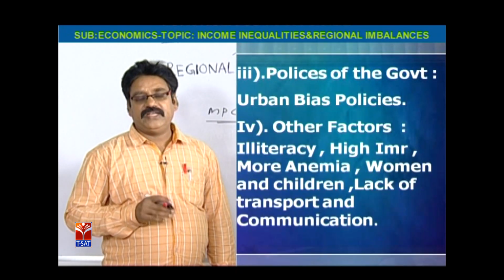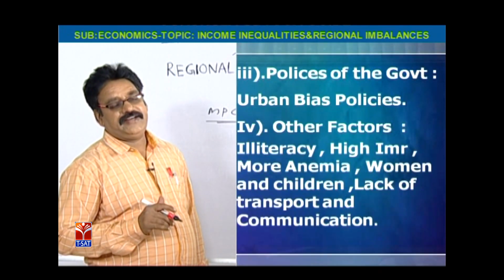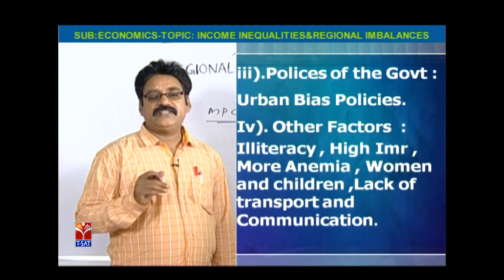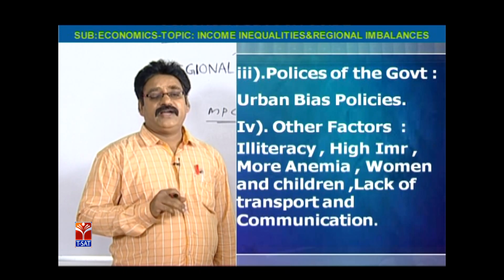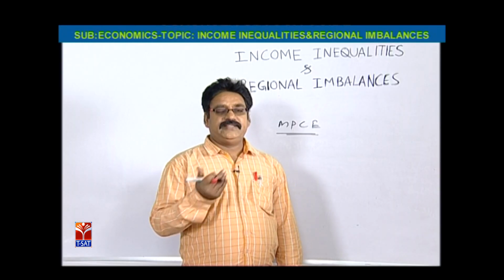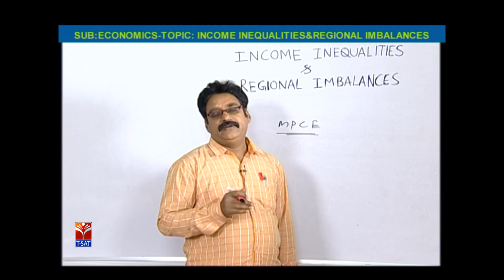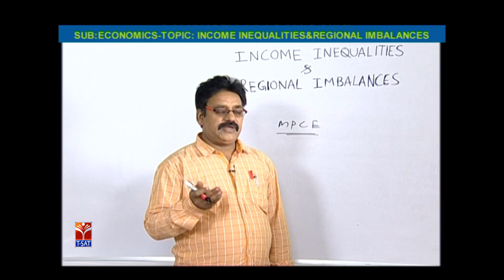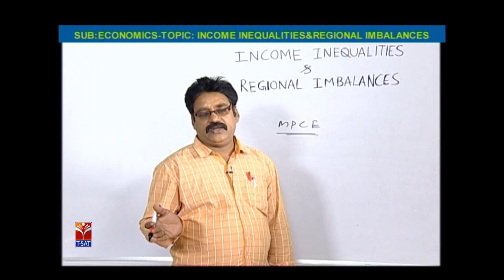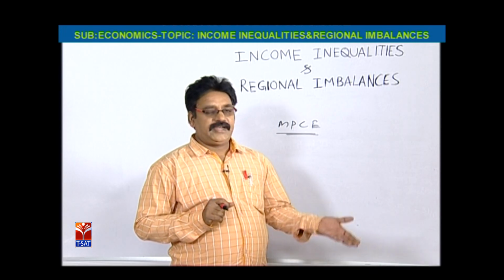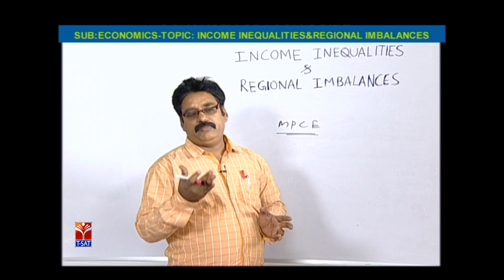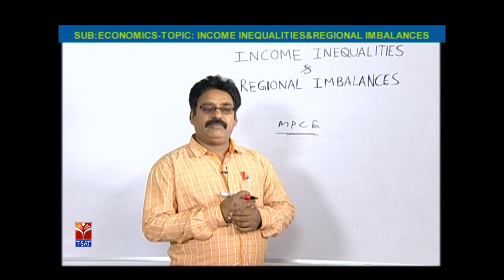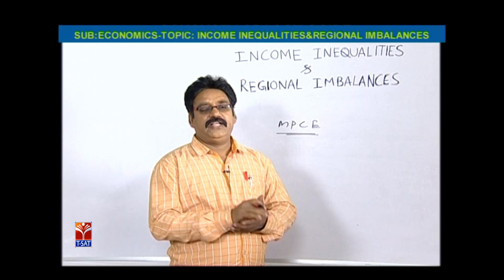Other factors: illiteracy, high infant mortality rate, IMR, more anemia in women and children, and lack of transport and communication systems. So many people are staying in the rural villages only. They won't move from there, they won't improve their living conditions, they won't develop themselves. This is also one of the reasons for the downward trend of rural poor people. On one side urban is upward and rural people are downward. This brings imbalances, increasing the rural urban imbalance.